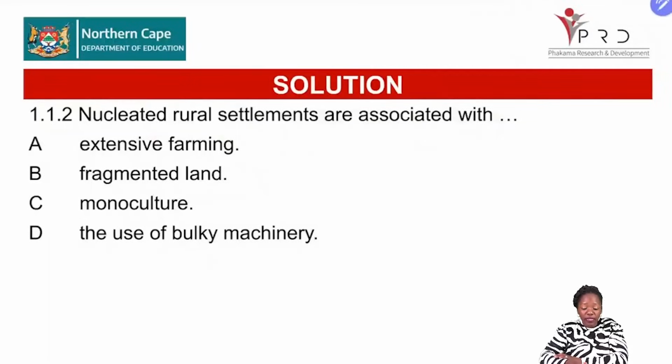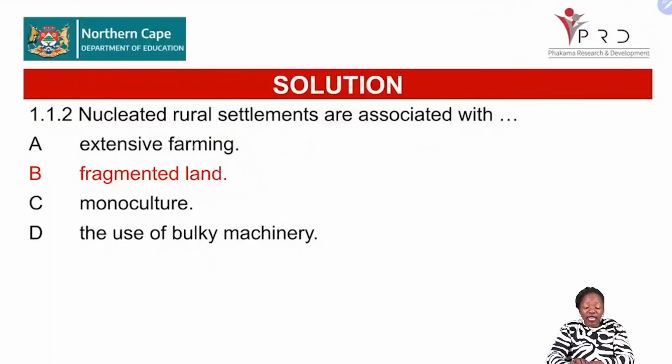Right? Looking there at our solution, as we're looking at the nucleated rural settlement, they are associated with the fragmented land. Remember, there is a sharing of land there. So one piece of land that is shared by many people. So hence the option there is your fragmented land.